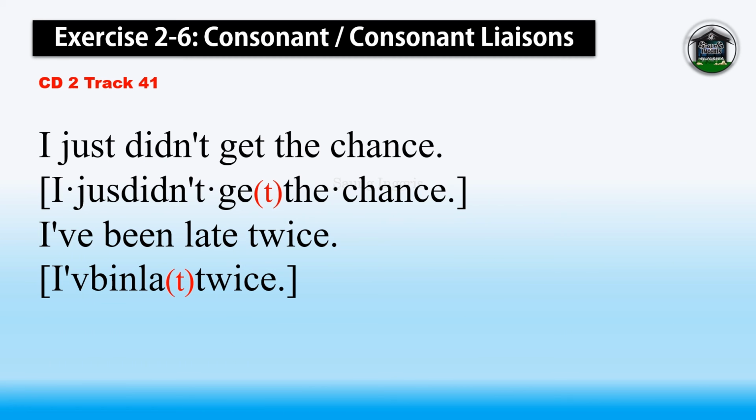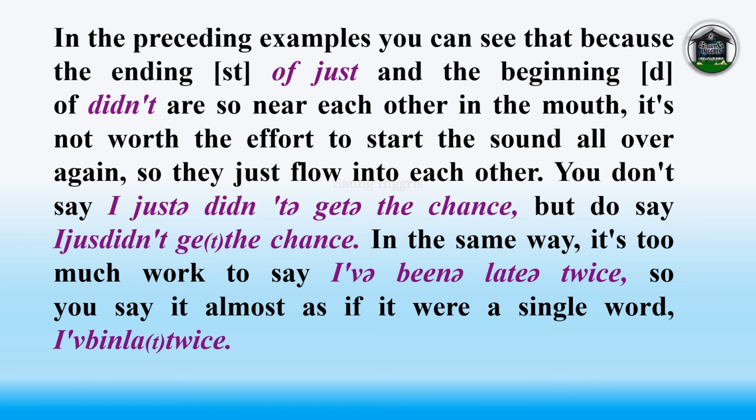Exercise 2-6, Consonant-consonant liaisons. I just didn't get the chance. I've been late twice. In the preceding examples, you can see that because the ending st of just and the beginning d of didn't are so near each other in the mouth, it's not worth the effort to start the sound all over again, so they just flow into each other. You don't say, I just didn't get to the chance, but do say, I just didn't get the chance. In the same way, it's too much work to say, I've been late twice, so you say it almost as if it were a single word.